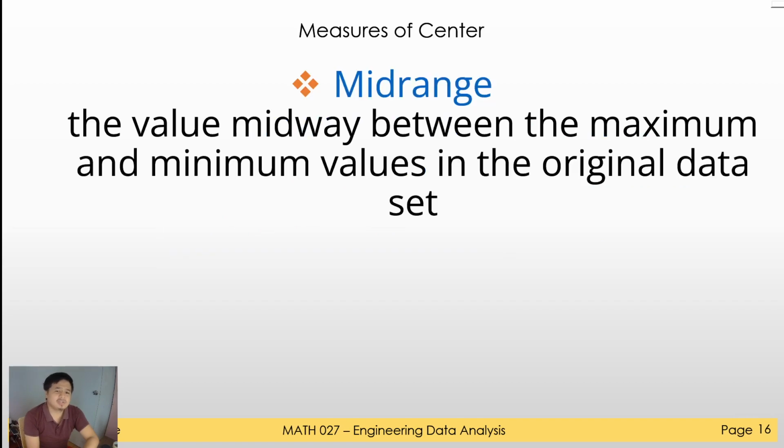To add to this, we actually have another one. The last one is the mid-range. Basically, the mid-range is like the average, or the mean, but we are just taking into account the maximum and the minimum values. The mid-range of a data set is just the maximum value plus the minimum value over 2. Okay, so let's move on to dispersion.